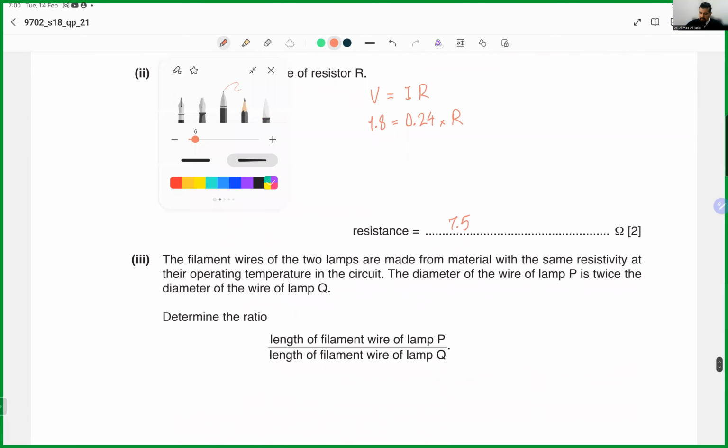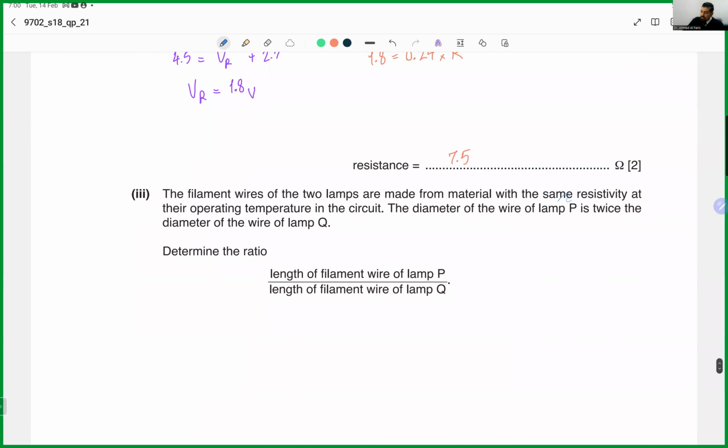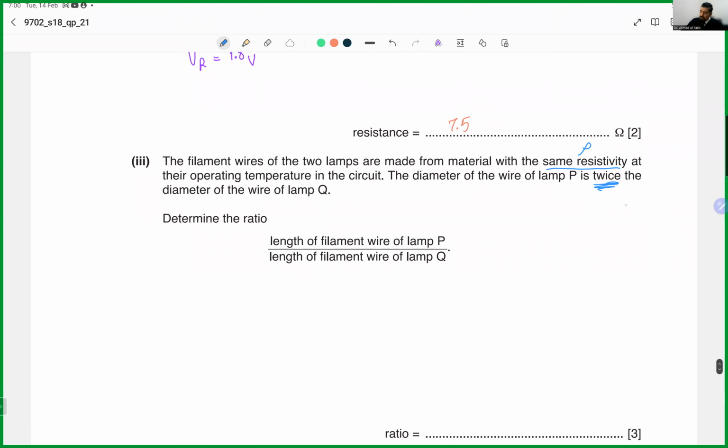Next part, B(iii). The filament wires of the two lamps are made of the same material, which means they have the same resistivity, at their operating temperature in the circuit. The diameter of the wire of lamp P is twice the diameter of the wire of lamp Q. Determine the ratio of the length of lamp P to the length of lamp Q. First of all, we have to know that P and Q, they ask about the length.